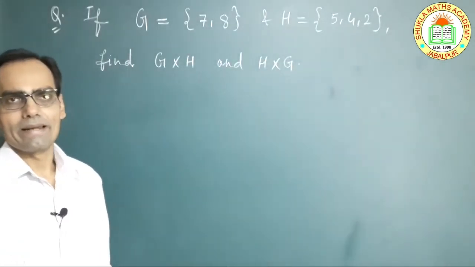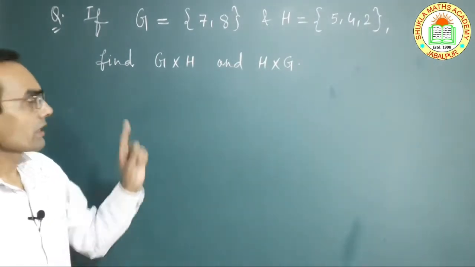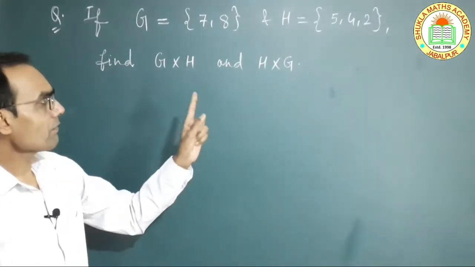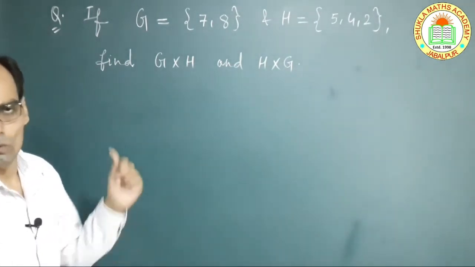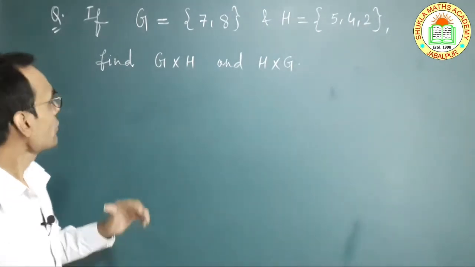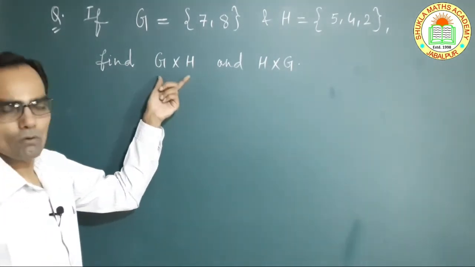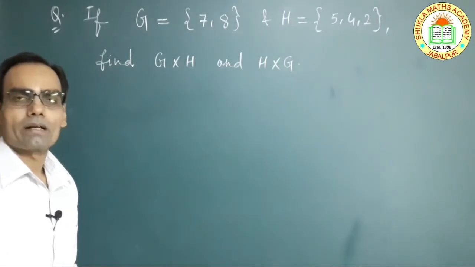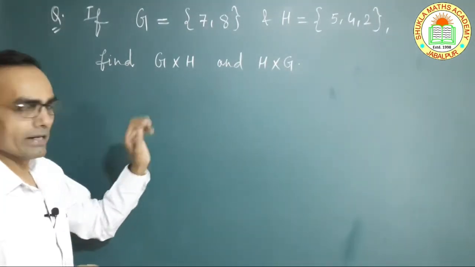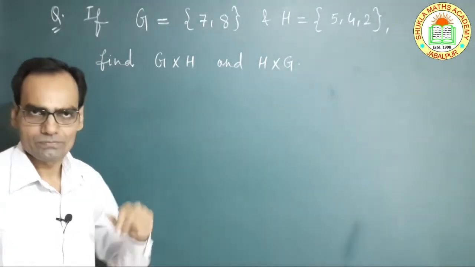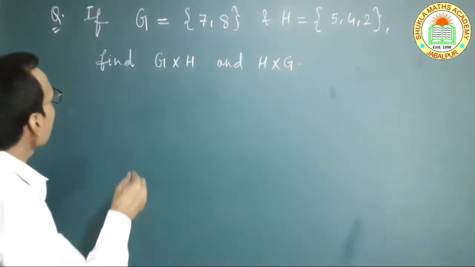Now next problem is that if G equal to {7, 8} and H is {5, 4, 2}. We have given two non-empty sets. So we have to find G cross H, means the Cartesian product of G and H, and also H cross G. So now we find this.